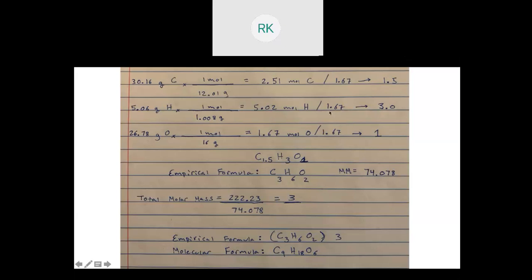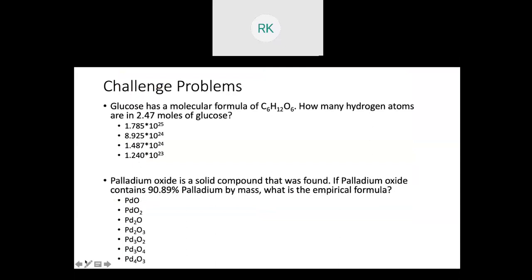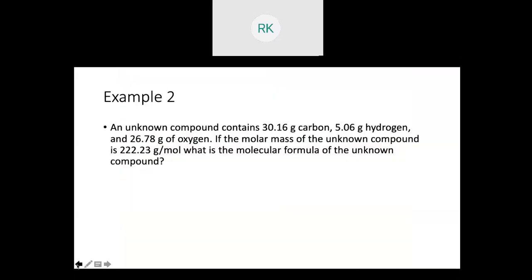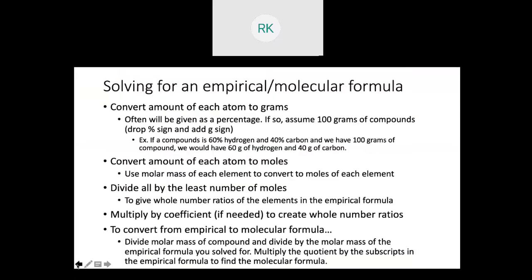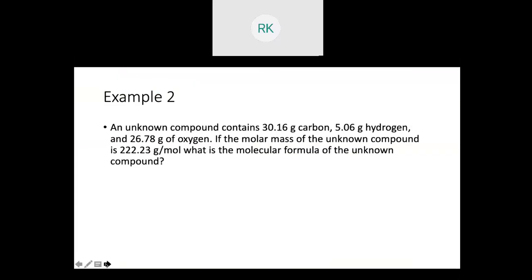The next question was, where did 222.23 come from? That came from the problem. Okay, and so I gave that to you, and I'll go back. Oh, sorry. That was weird. I went the wrong direction. Sorry there. So as you can see right here, the molar mass of the unknown compound is 222.23. And so whenever they want you to solve for the molecular formula, they have to give you the molar mass of the entire compound.